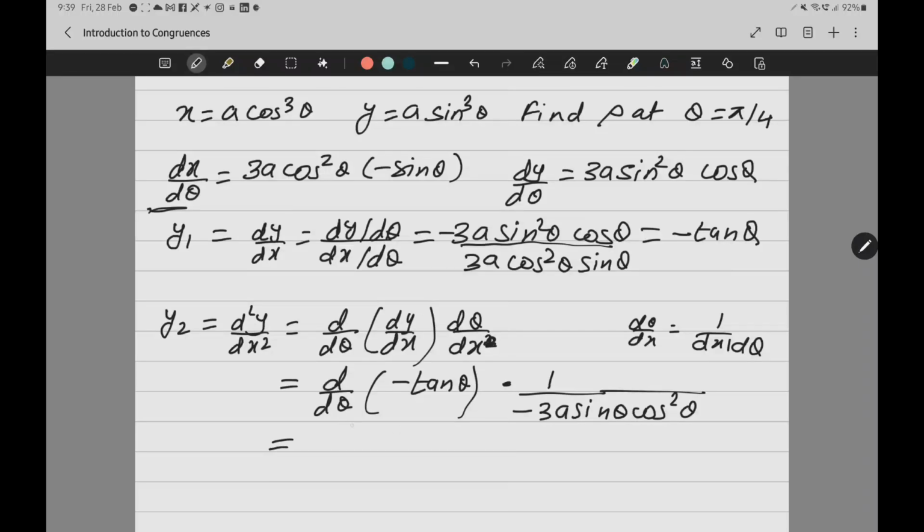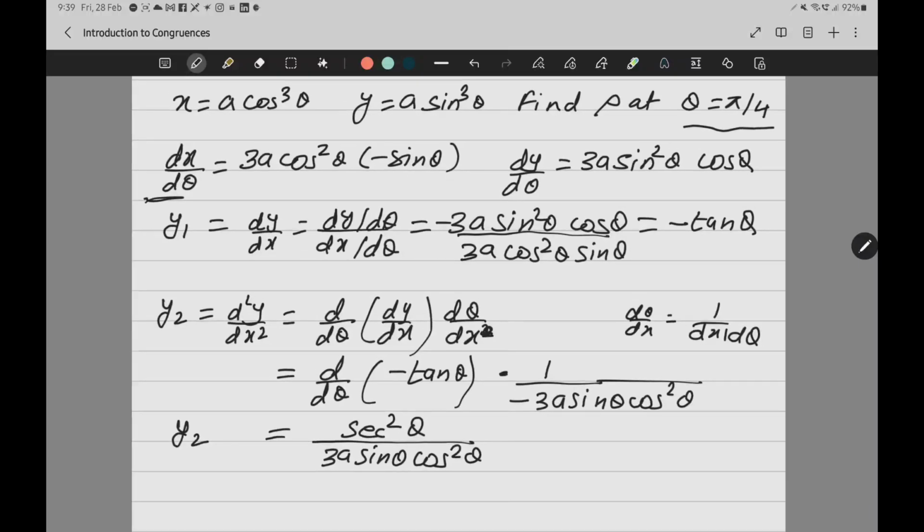Correct? And what is the differentiation of tan theta? Secant square theta, right? So minus minus became plus. So secant square theta upon 3a sine theta and cos square theta. Correct? This is my y2. Now, the best part of this question is that they have given me a value that I want it at theta is equal to pi by 4. It reduces my calculation.